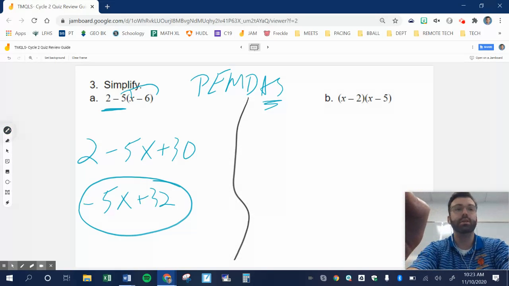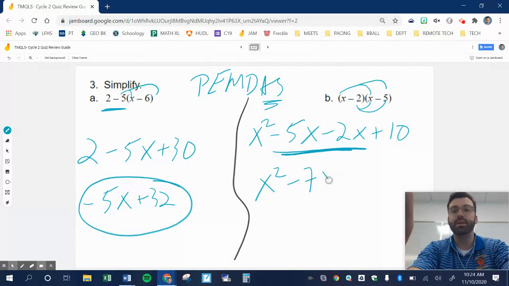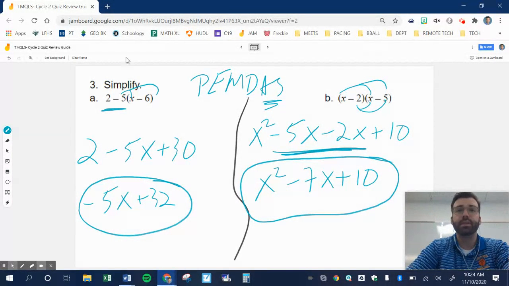Next one here, I got a binomial times a binomial, which means we're going to have to FOIL. x times x gives me x squared. x times negative 5 gives me negative 5x. Distribute negative 2x. And negative 2 times negative 5 gives me positive 10. Combine my like terms here: x squared minus 7x plus 10. And that's it.